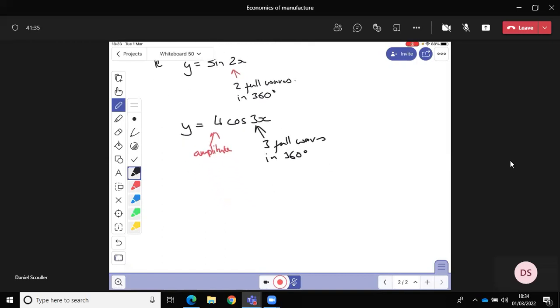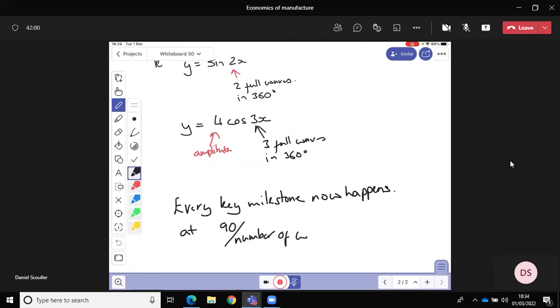So the important part for this: every key milestone now happens every 90 divided by the number of waves. Okay, let's have a wee look at that, go through some examples and see what I mean.